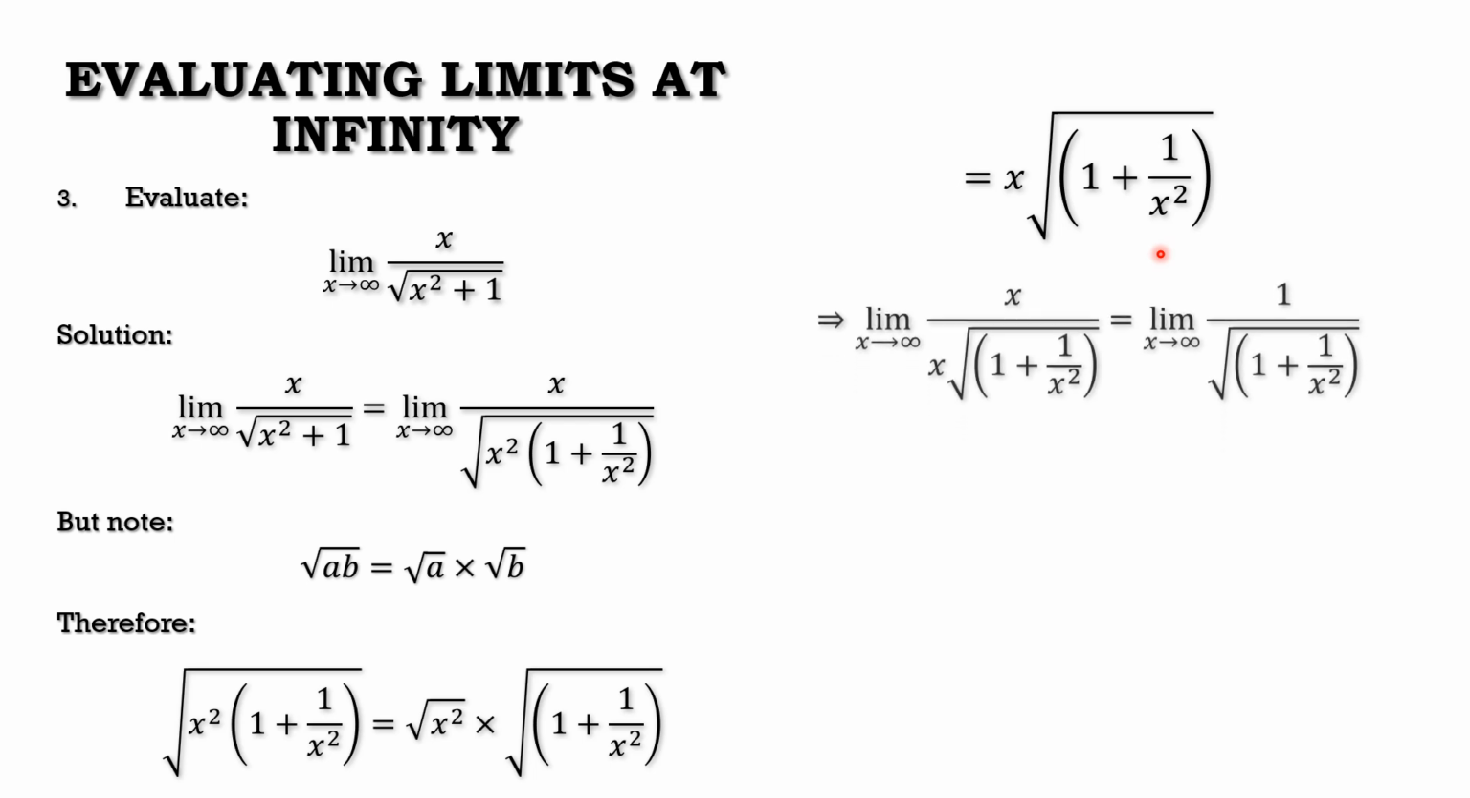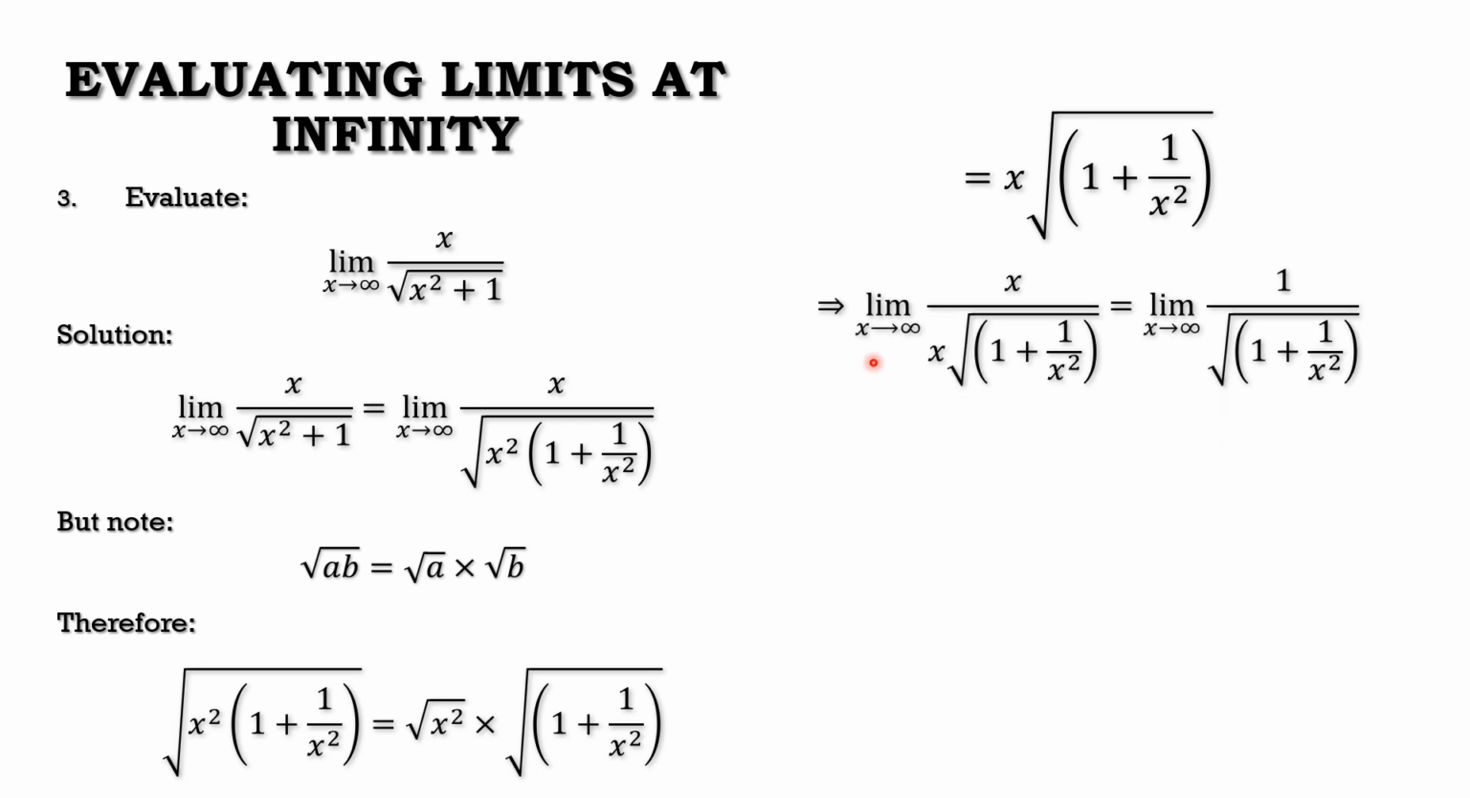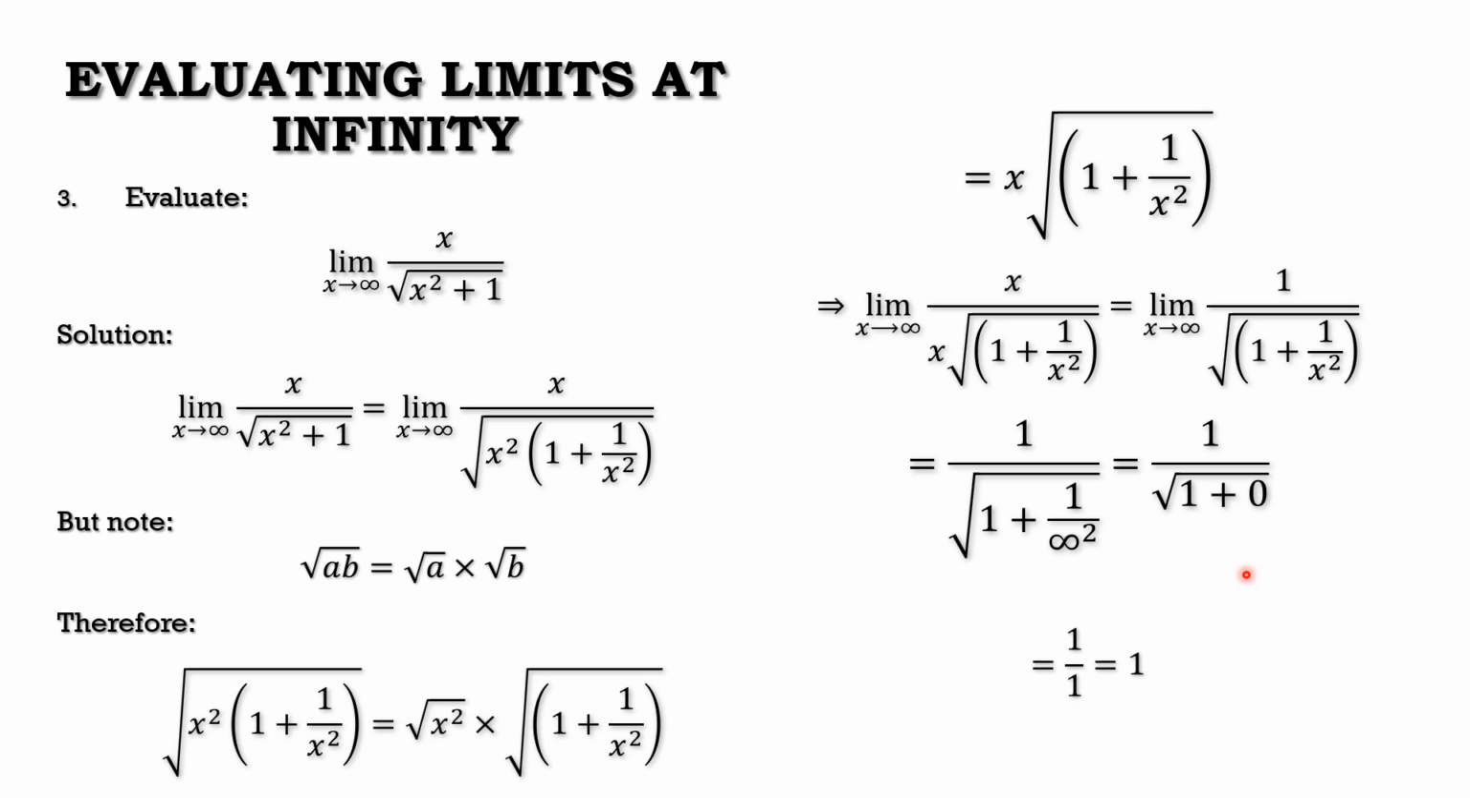In doing that too, we are going to also end up with the limit as x approaches infinity of x divided by x, the x is now outside, times square root of 1 plus 1 over x squared, which we are going to analyze in this form. Remember, whenever you substitute the infinity sign as your x, the whole of this expression will be approximately 0. At the end, we are going to get 1 divided by square root of 1 plus 0, which will be 1 over 1, and our answer will be 1.